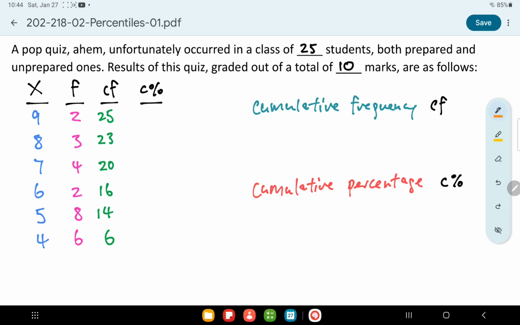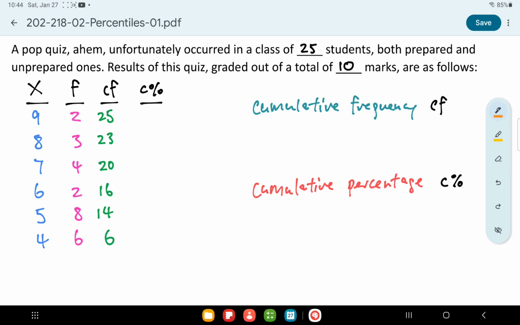Moving along, the next logical step is to figure out the cumulative percentage. Similar to cumulative frequency, we will set up a new column. This is the column where we indicate the percentage that corresponds to every cumulative frequency we have come up with. The frequencies, as indicated in the green, are 25, 23, 20, 16, 14, and 6. What exactly are their relative cumulative percentages?